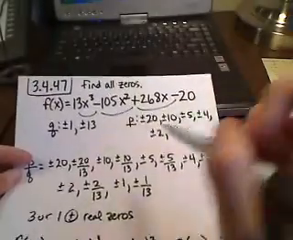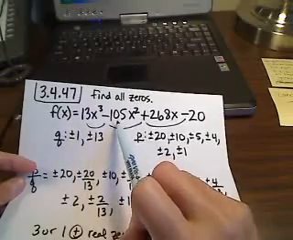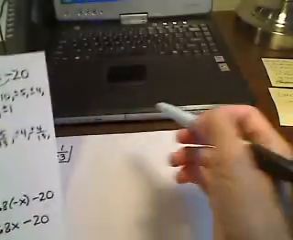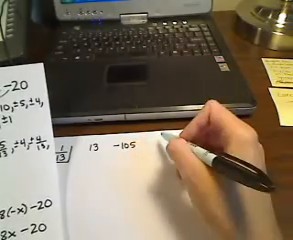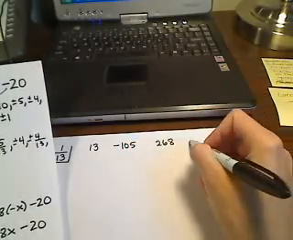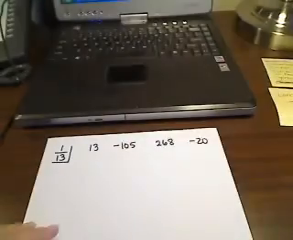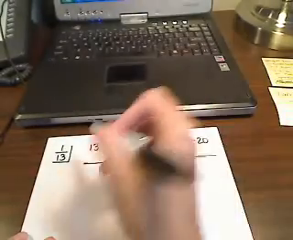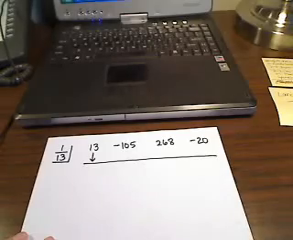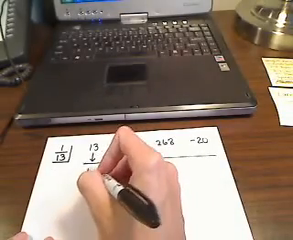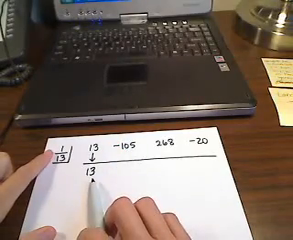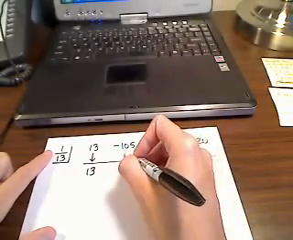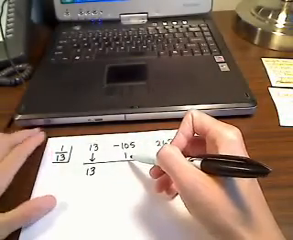Okay, and the way that we synthetically divide, I'm going to take each of these numbers here, 13, negative 105, the 268, and the negative 20, and I'm just going to use the numbers without the variables in them. The process of synthetic division is to bring down this number. So I bring down my 13, and then I take 13 times the 1/13. So 13 times 1/13 is a positive 1, and that 1's going to go right here.